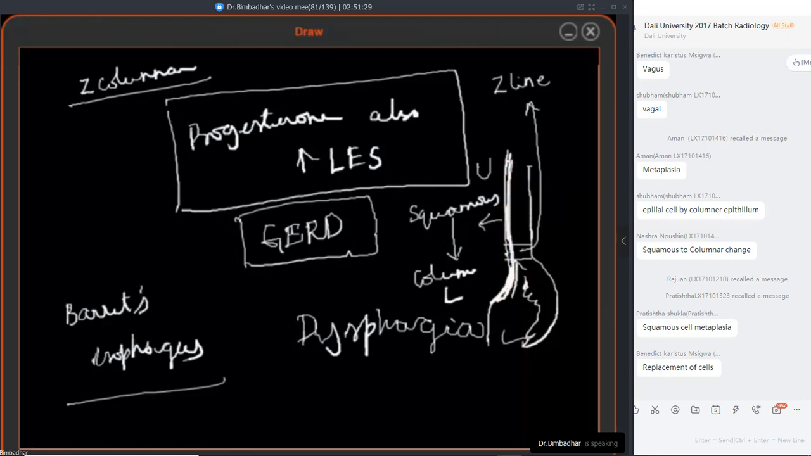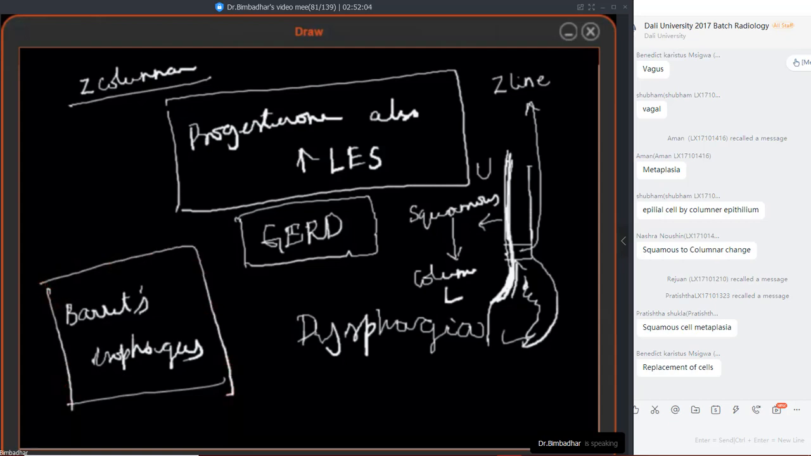Okay, a constant metaplastic change is actually happening down to the squamous epithelium of the esophagus, converting down into the columnar epithelium due to the excessive secretion or increased exposure to the gastric acid, due to the incompetence of the lower esophageal sphincter. That is nothing but your GERD and Barrett's esophagus.